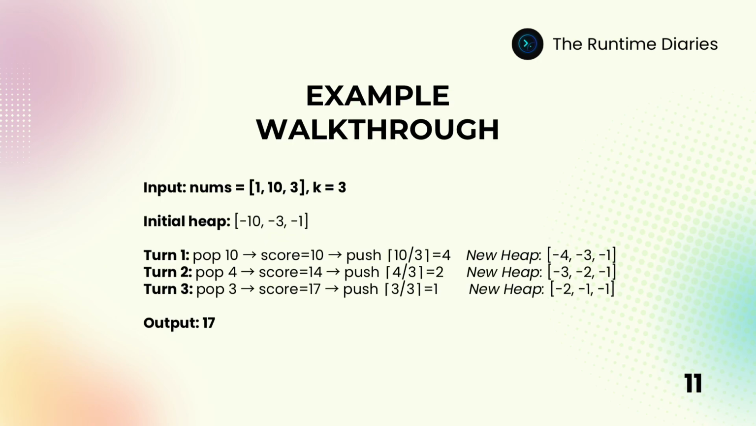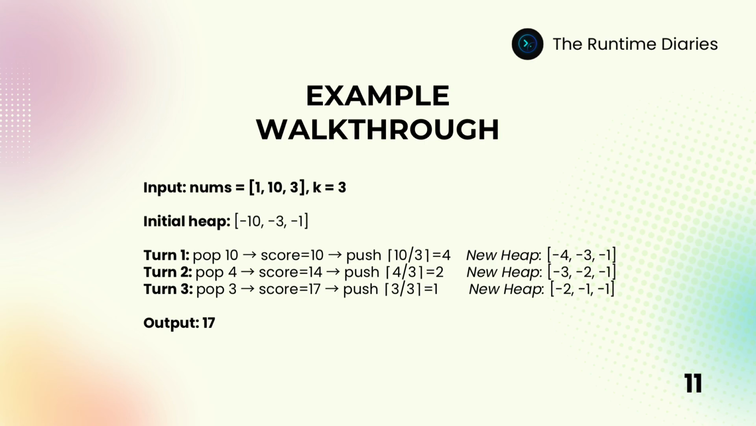Let's walk through a concrete example so you can see exactly how this works. We have nums equals, from left to right in the array, 1, 10, and 3. And k equals 3. So first we create the max heap by negating values. The heap becomes -10, -3, and -1. Now we perform k equals 3 operations.